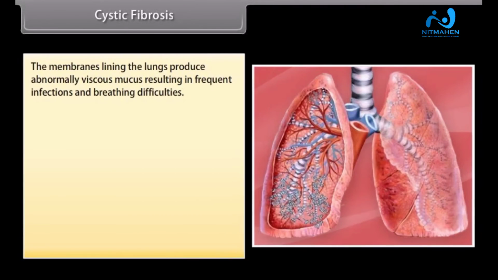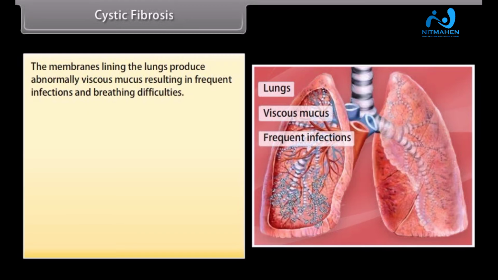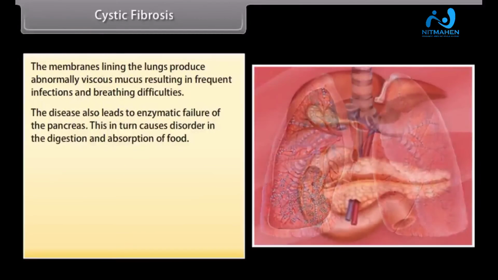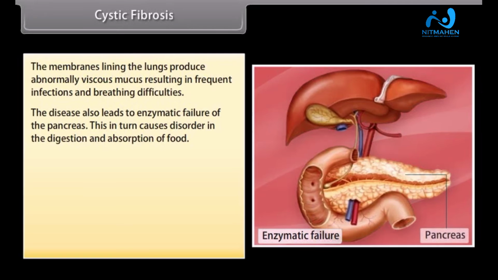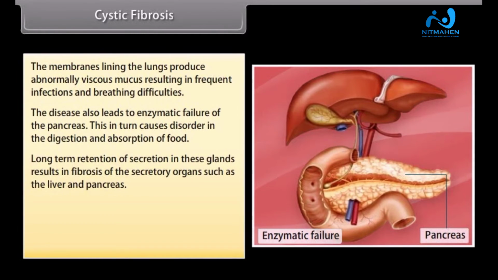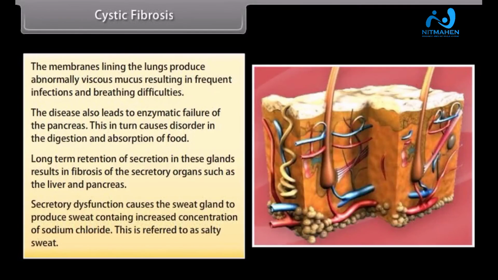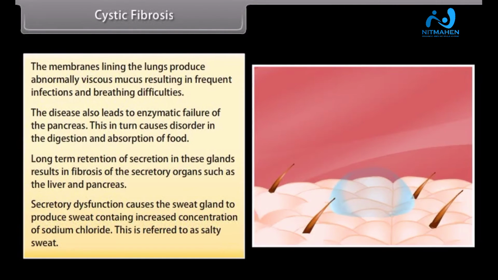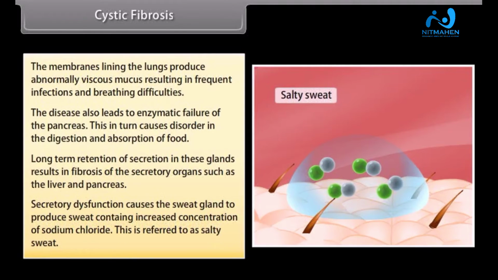The membranes lining the lungs produce abnormally viscous mucus, resulting in frequent infections and breathing difficulties. The disease also leads to enzymatic failure of the pancreas. This in turn causes disorder in the digestion and absorption of food. Long-term retention of secretion in these glands results in fibrosis of the secretory organs such as the liver and pancreas. Secretory dysfunction causes the sweat glands to produce sweat containing increased concentration of sodium chloride. This is referred to as salty sweat.